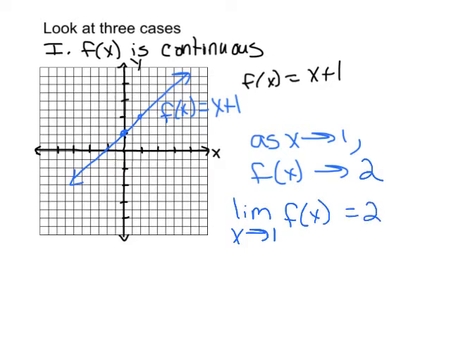Now what's the value of the function when x is at 1? That we write like this: f of 1 happens to also equal 2. It's a continuous function, so the limit is actually equal to the value of the function. But again, in the end, that doesn't really matter. So I'm going to show you that in the next example.